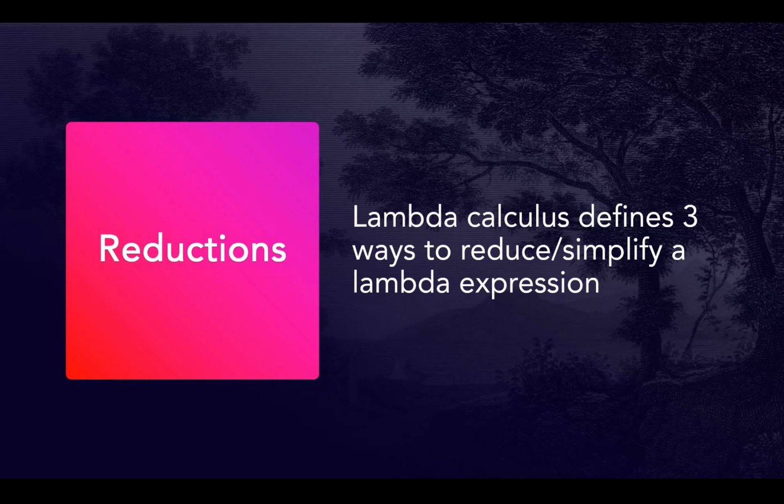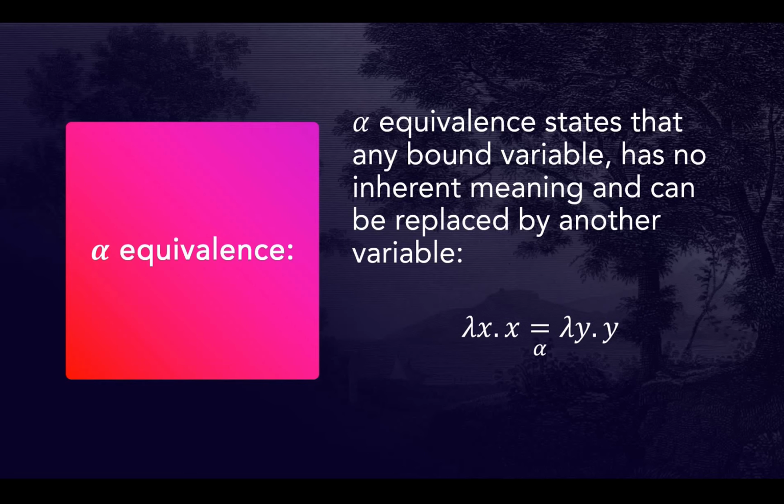And as a functional programming language makes sense, you'll see what its roots are and where it comes from, and how deeply rooted functional programming actually is to math. Let's start with the first reduction. We call this reduction an alpha equivalence. An alpha equivalence states that any bound variable has no inherent meaning and can be replaced by another variable.